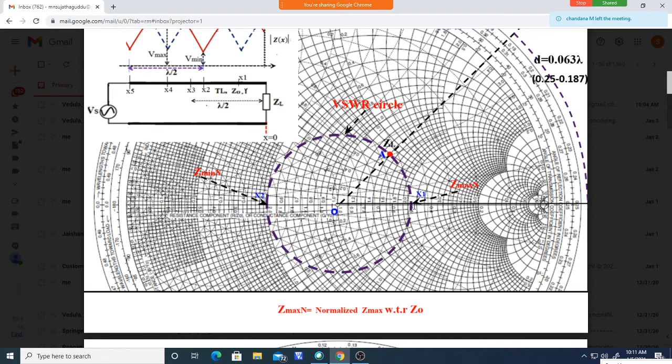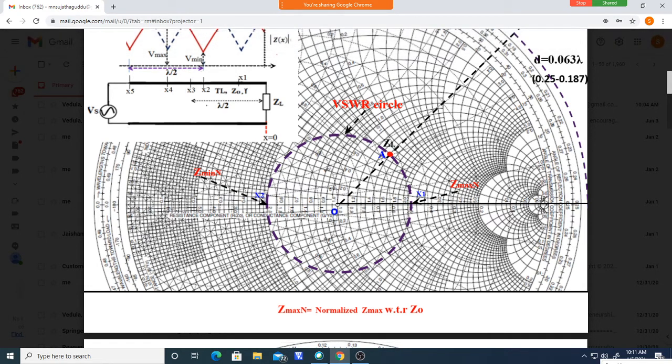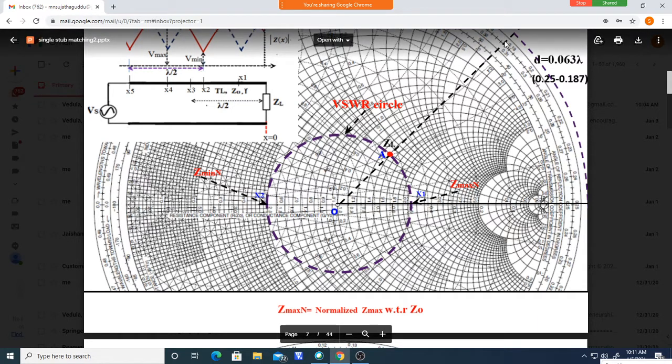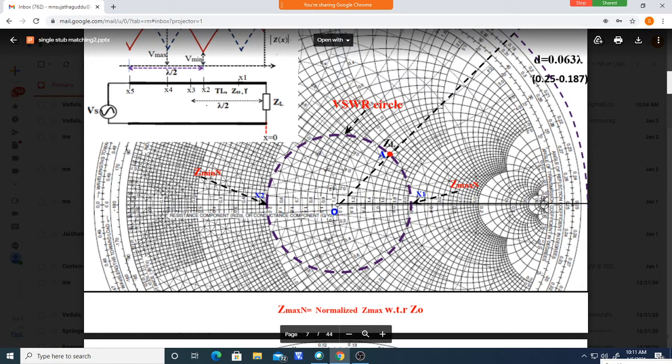That means there is a maxima point here, maxima occurs here. That means at x1, starting from the load at a distance here, there occurs a maxima. You can find what is the distance from here to here. So you draw a line through this point to the wavelength scale, and measure the distance.